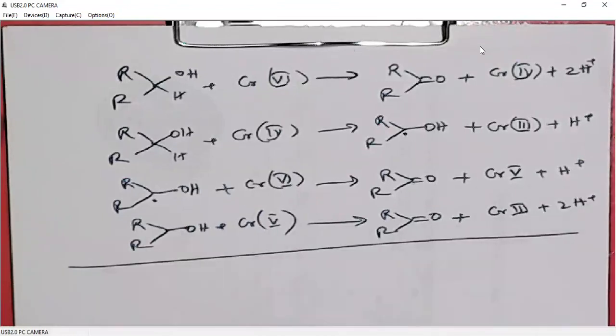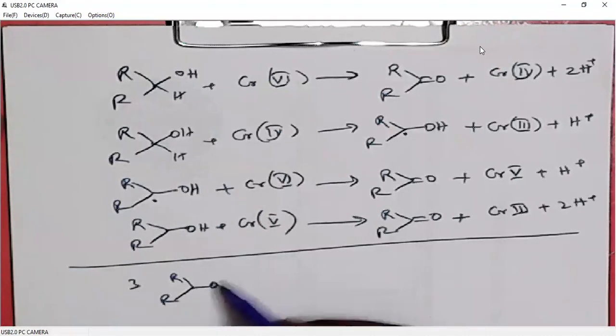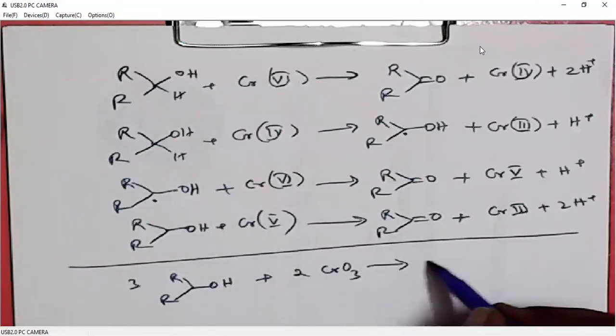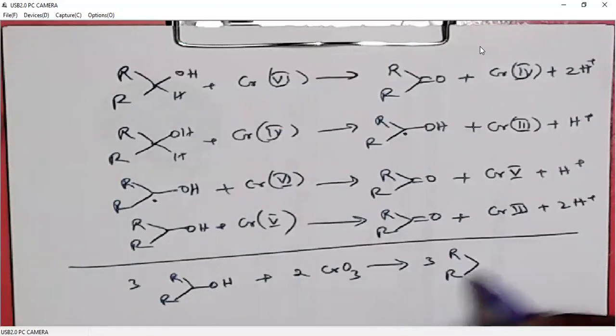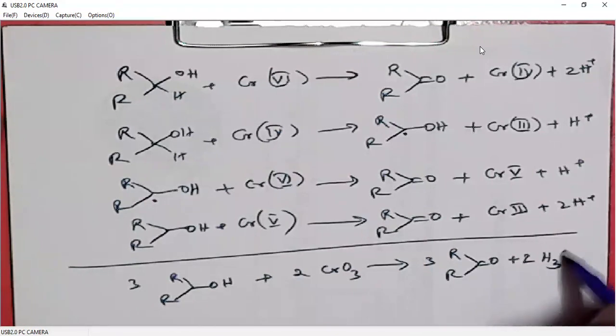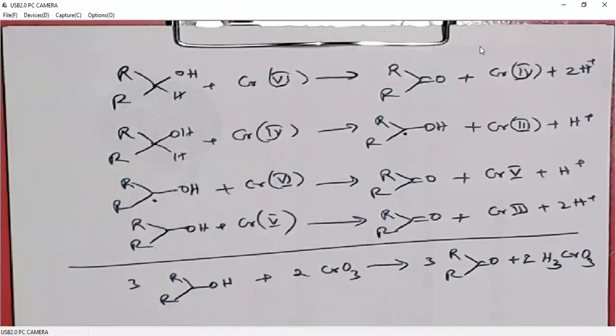So what is the overall reaction? 3 molecules of an alcohol will be converted to corresponding carbonyls using 2 molecules of chromium. Okay, so this is the short mechanism, and I will also tell you how chromium 6 will be converted to chromium 3. So this is a short mechanism.